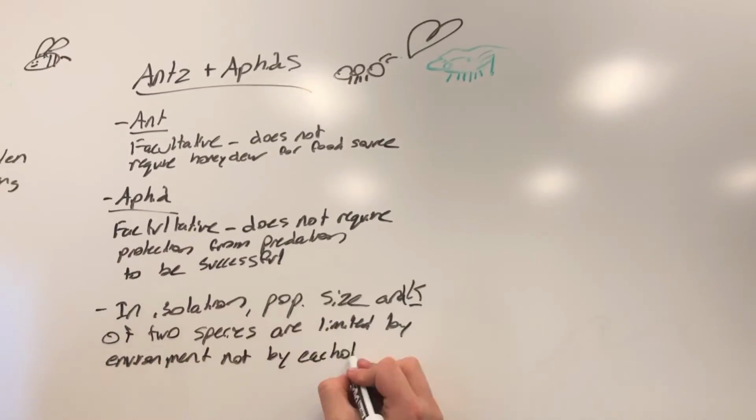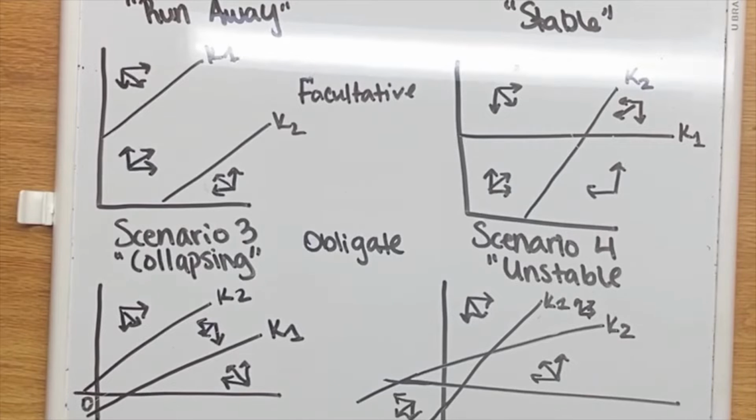the available natural habitat. There are 4 possible outcomes to the mutualism model. Scenarios 1 and 2 are facultative, meaning that one species can survive without the other. Scenario 1 is known as the runaway system. In this system, an increase in population of one species leads to the increase in population of the other.